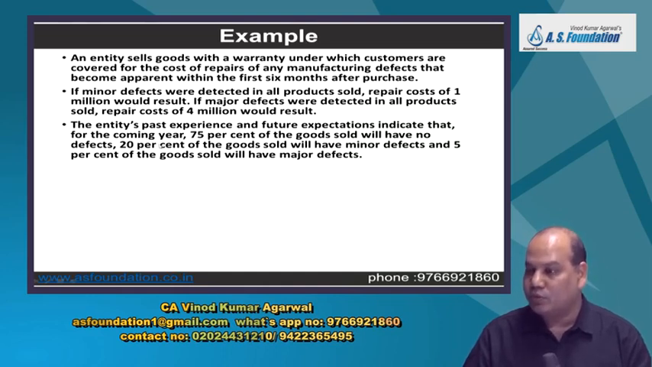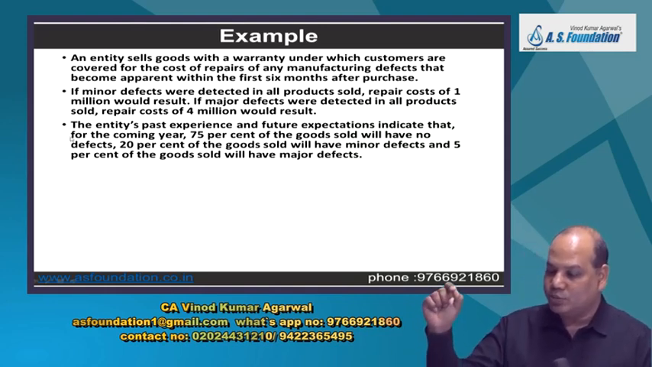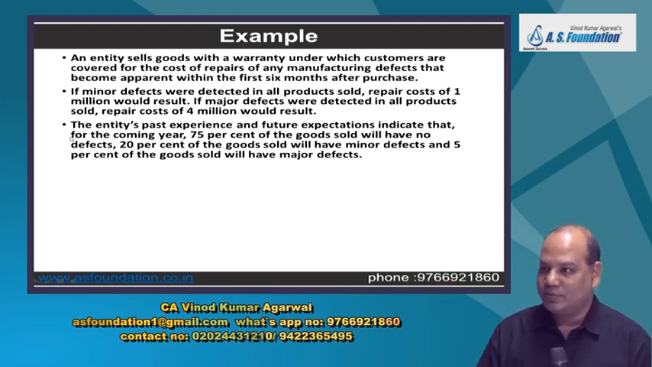75% of the goods sold will have no defect. Okay, no provision required for this. 20% of the goods sold will have minor defects. So for minor defects, you have to incur a cost of 1 million. And 5% of the goods sold will have major defects. So for that, you have to incur 4 million. Now, dear student, this can be a simple 4-mark question as part of a bigger problem. How much provision would be required on the best estimate basis? So you will take 75% into 0, 20% into 1 million, and 5% into 4 million. What is the final figure?